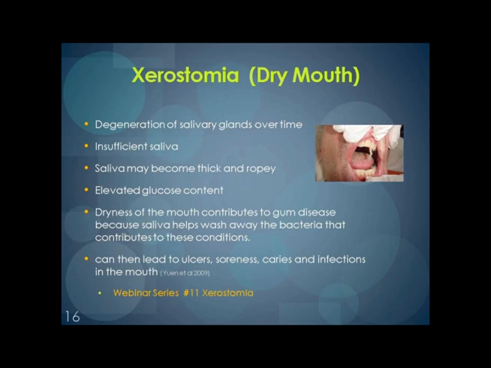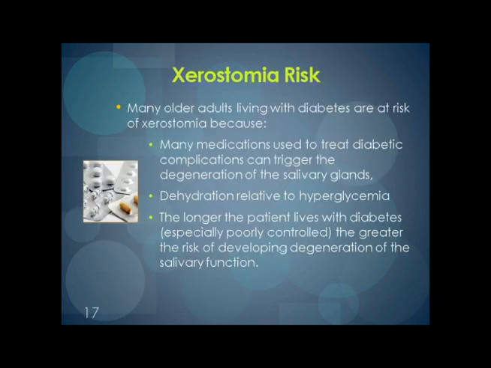Xerostomia as a complication of diabetes occurs as the salivary glands of the diabetic client slowly degenerate over time until they can no longer produce enough saliva to maintain the healthy balance needed for optimal oral health. Webinar series number 11, Xerostomia, provides more information on dry mouth assessment and treatment. Many older adults living with diabetes are at risk of xerostomia.